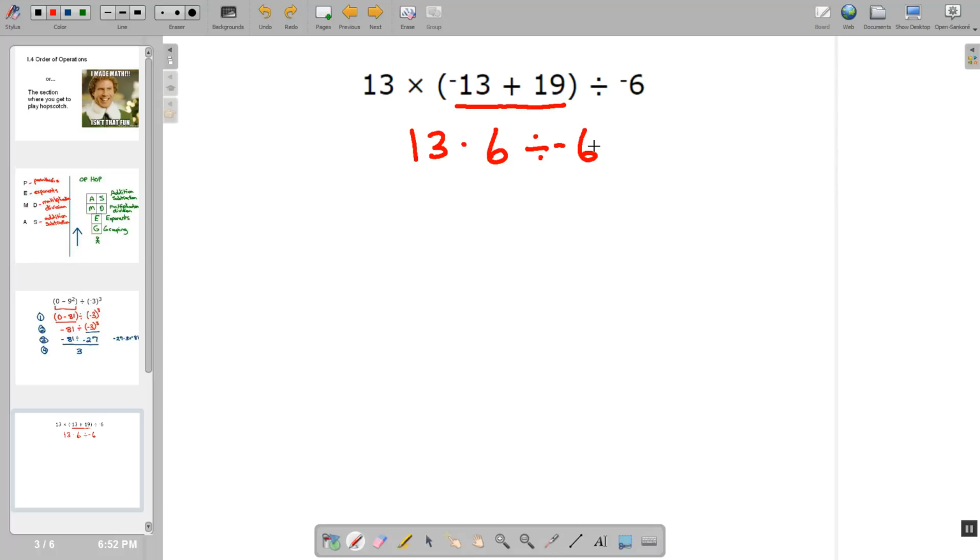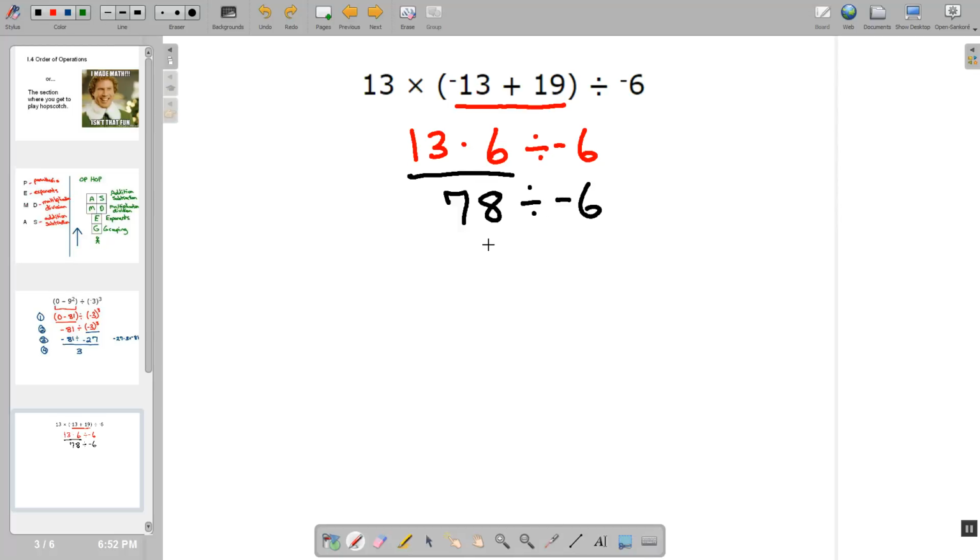And now I want to do the leftmost multiplication, because we have multiplication and division. They're the same, so we want to go left to right like we're reading a book. 13 times 6 is the same as 10 times 6 and 3 times 6 added together. So that would be 78 divided by negative 6.